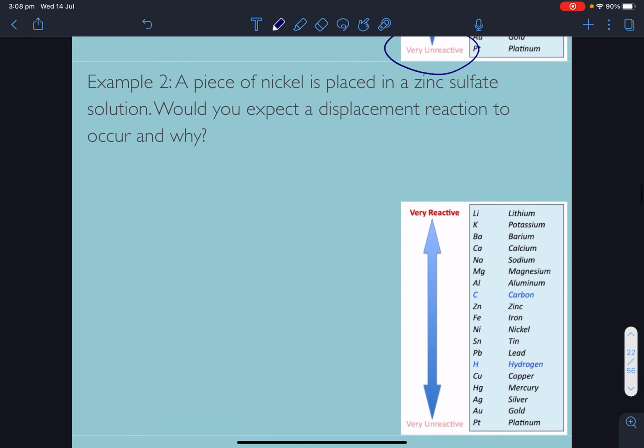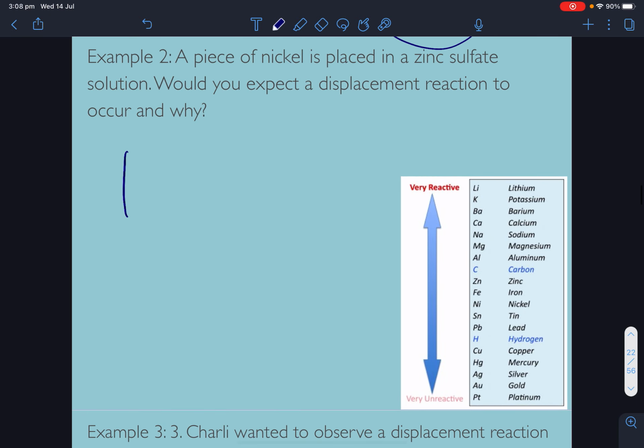Oh, look what I did here. Here, what I deliberately did is the opposite. Now we have a piece of nickel, and we have zinc in solution. Okay.